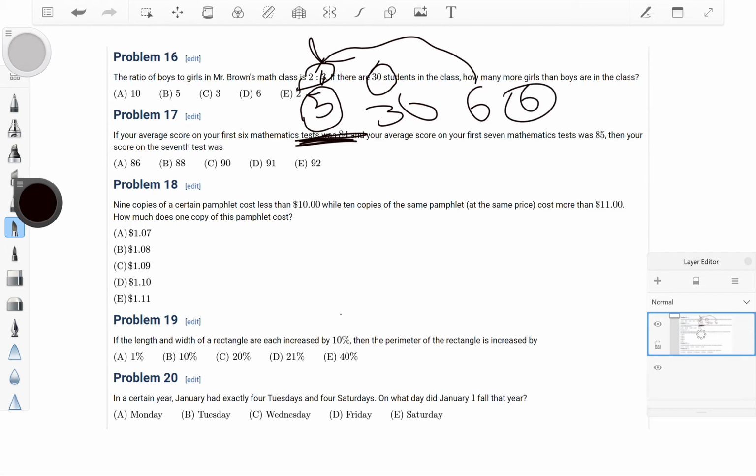But let's check this answer. If there are 6 more girls than boys, and the ratio is 2 to 3, then let's call the ratio 2x to 3x, because it's the same thing. So if there's 6 more girls than boys, then 2x equals 3x minus 6, right? So then x is equal to 6, meaning there are 2 times 6, 12 boys and 18 girls. Difference is 6. They sum to 30. So our answer is 6.